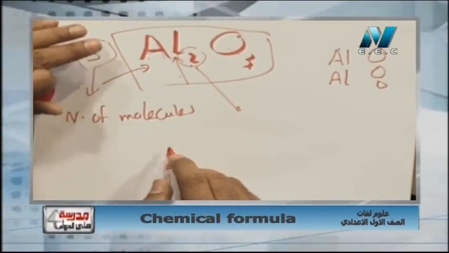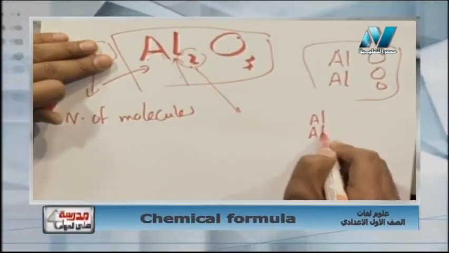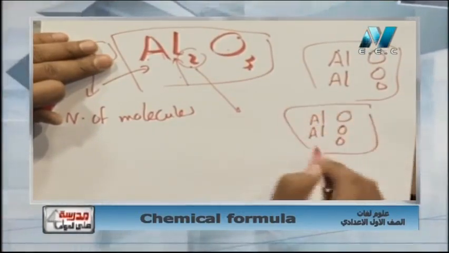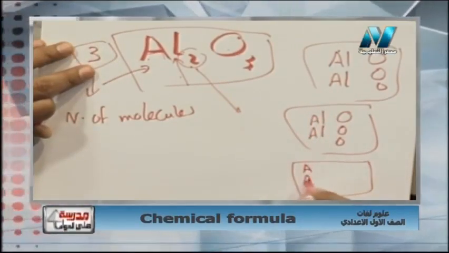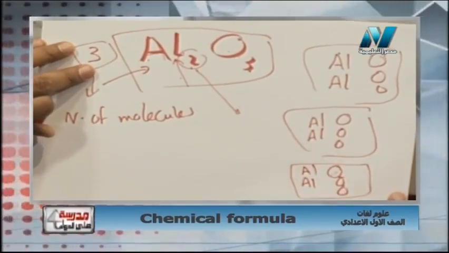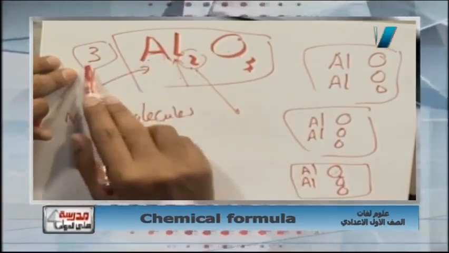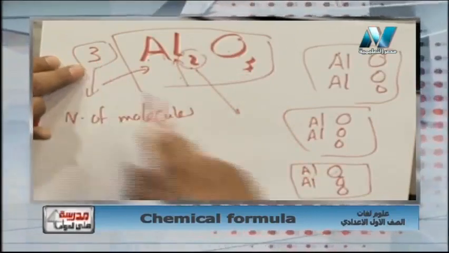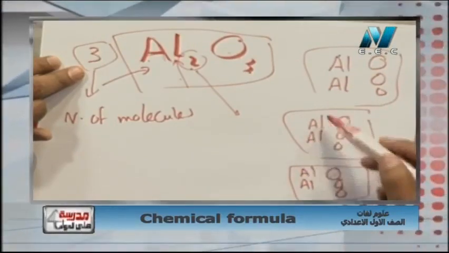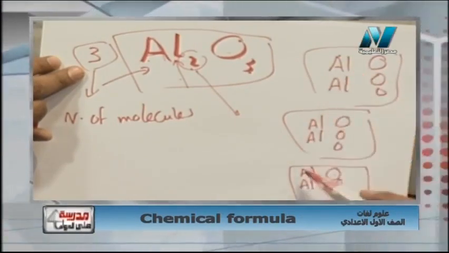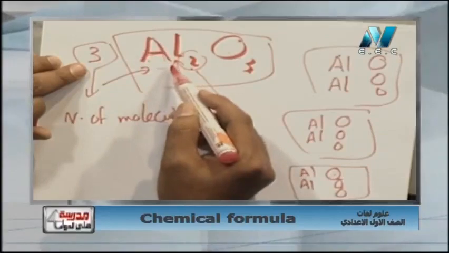So it means here Al2O3, this is the first molecule, and Al2O3, the second molecule, and Al2O3, the third molecule, so they are 3. If I ask you, my dear students, how many atoms of aluminium in this formula? Here 2 in the first molecule and 2 in the second, so they are 4, and 2 in the third, so they are 6, and I can say 3 times 2. So here there are 6 atoms of aluminium.